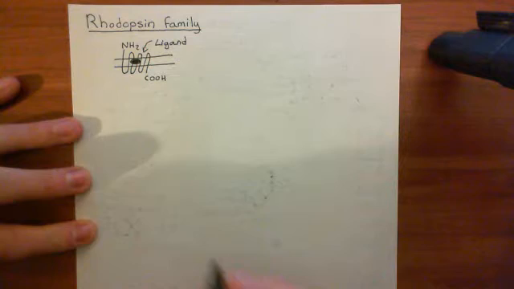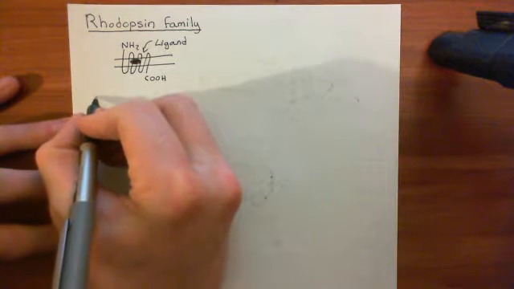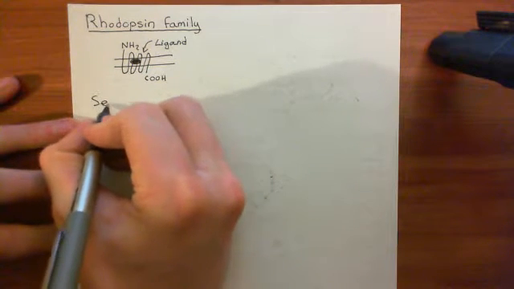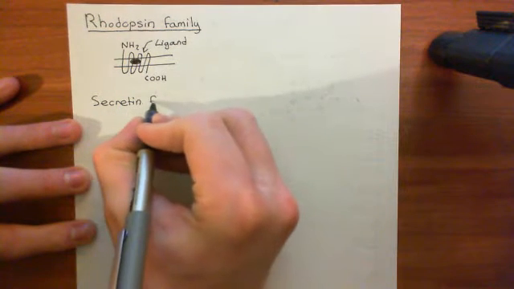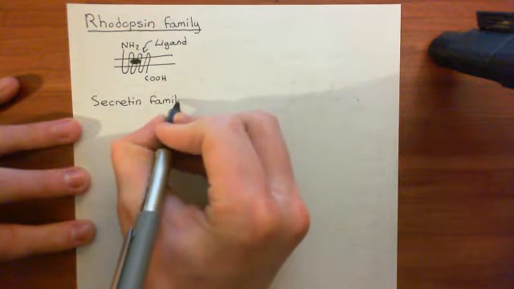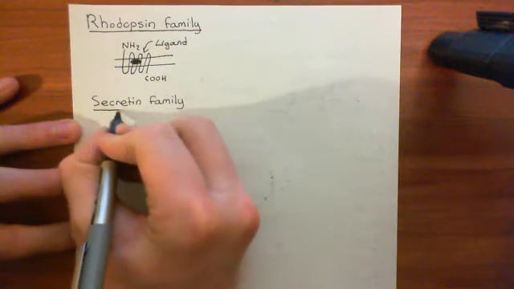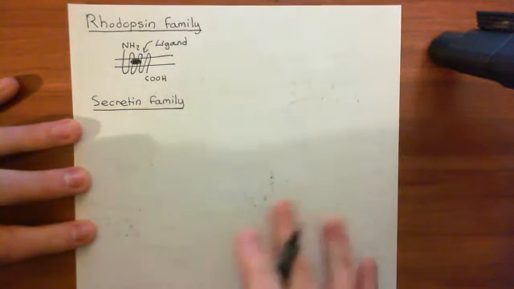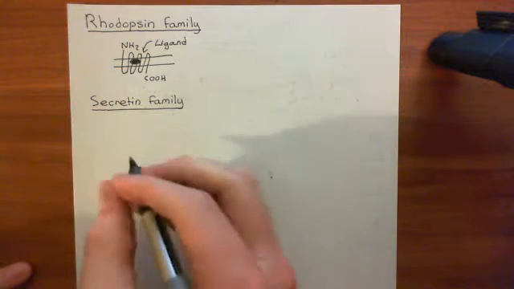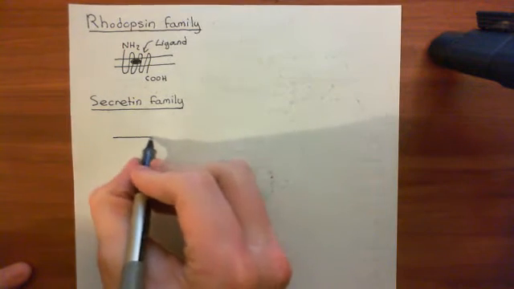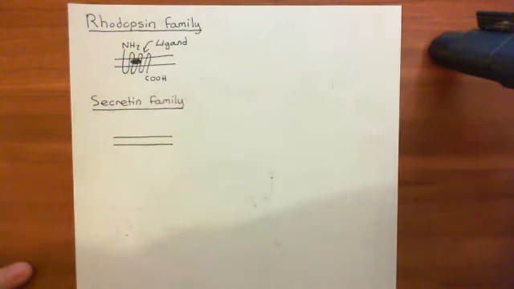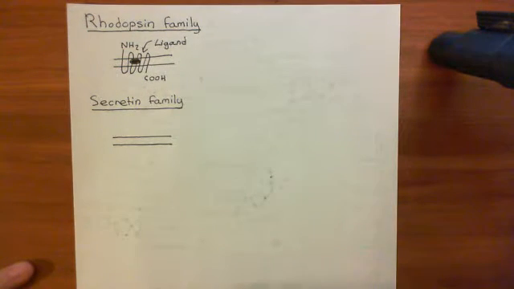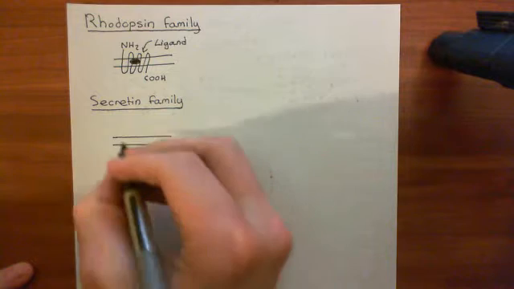Okay, right. So next up, we'll talk about a smaller family, but still important, which is the secretin family of G protein coupled receptors. Okay, so the secretin family of G protein coupled receptors has a slightly larger amino terminal domain than the rhodopsin family of G protein coupled receptors. Okay, so let me show these now.